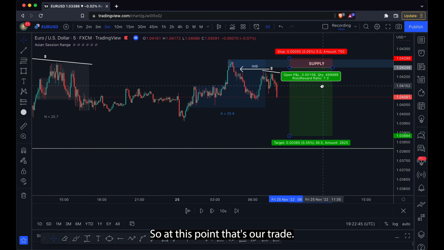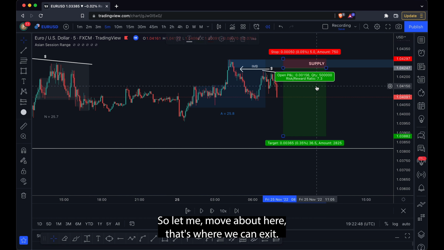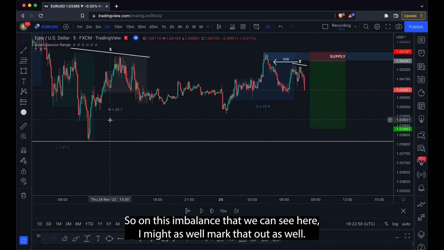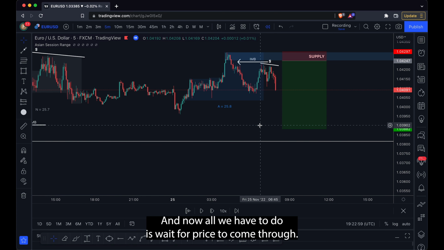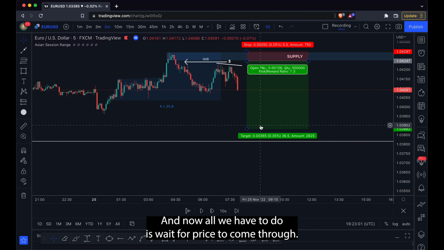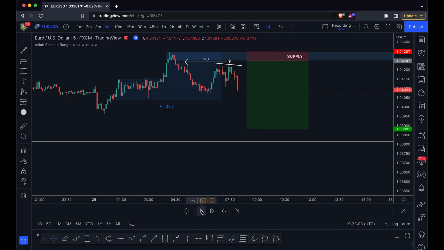So at this point, that's our trade. So let me move it about here. That's where we're going to exit. So on this imbalance that we can see here, I might as well mark that out as well. So there's the imbalance, and now all we have to do is wait for price to come through. So let me just play it.